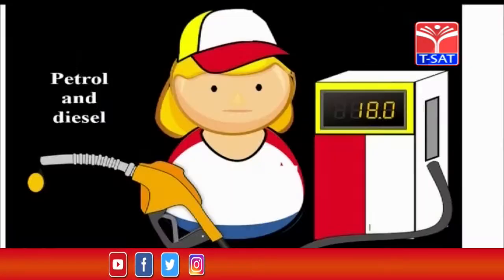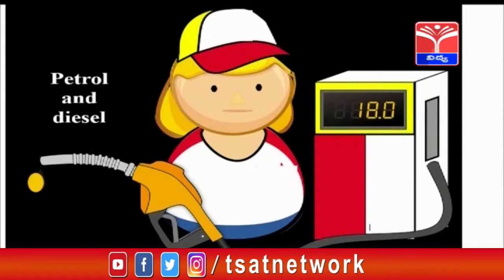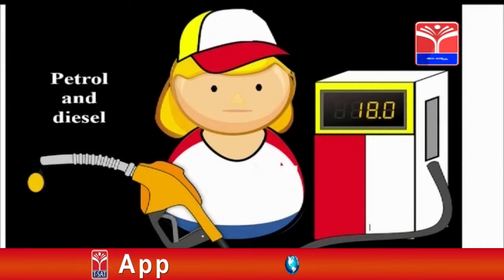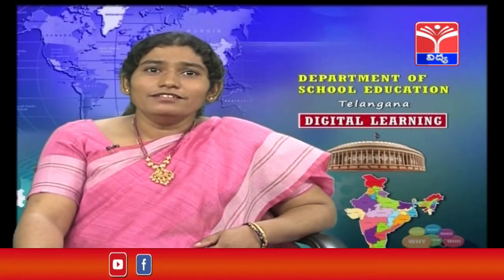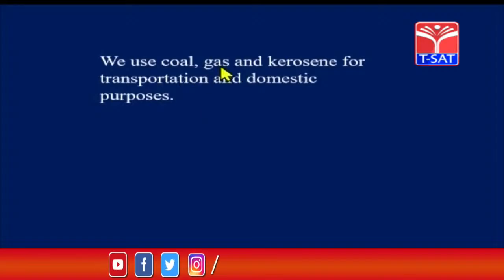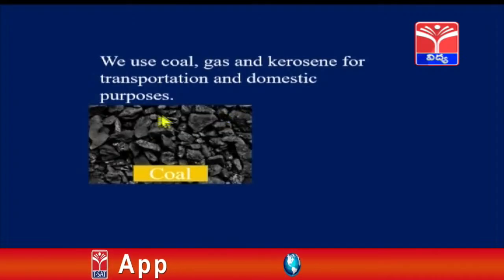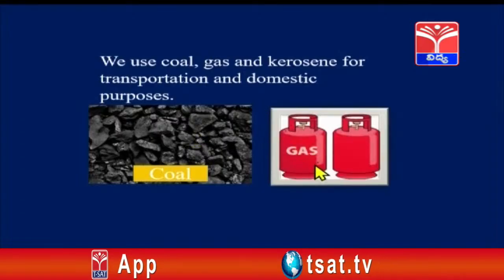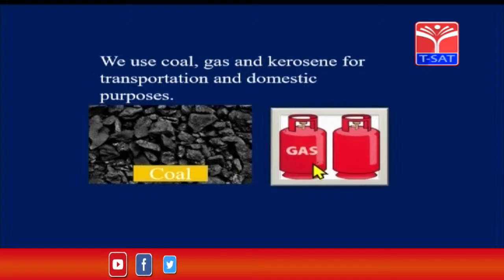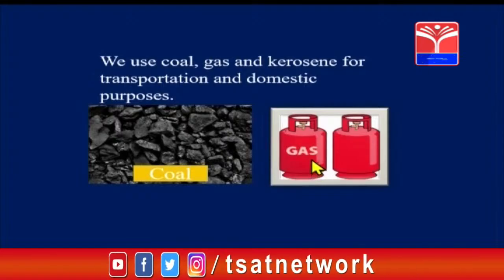Isn't it, children? And we use petrol and diesel for transportation to move from one place to another. And we even use kerosene for domestic purposes. Children, we use coal, gas and kerosene for transportation and domestic purposes. See the coal here. How is it? It is black. And here is the gas. We also use kerosene sometimes for cooking in rural areas.